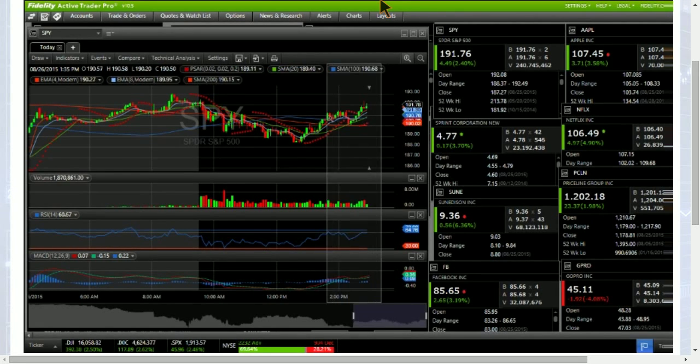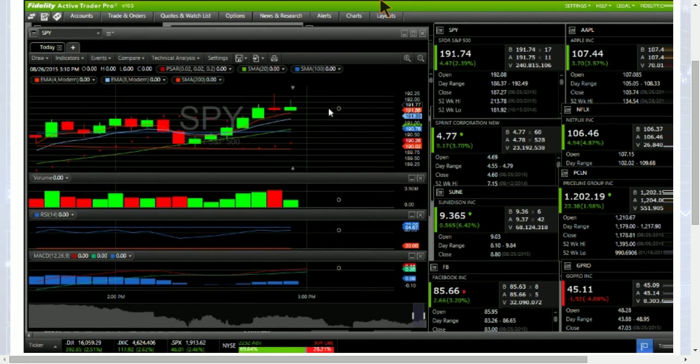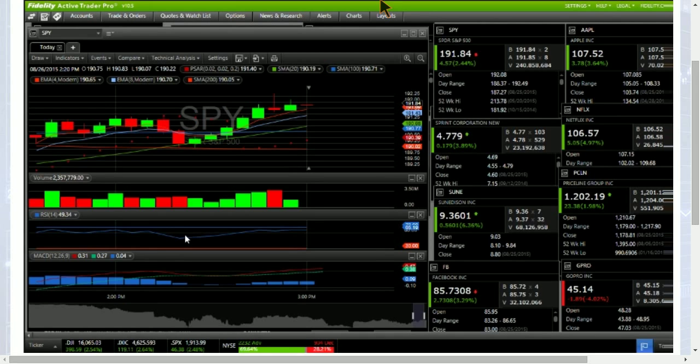So SPY is seeing a little bit of resistance here at the 192 level. 2 times it's broken above it and pulled back. So I expect a pullback to 191, which is this 20 period moving average support, and below that we got 190.77.